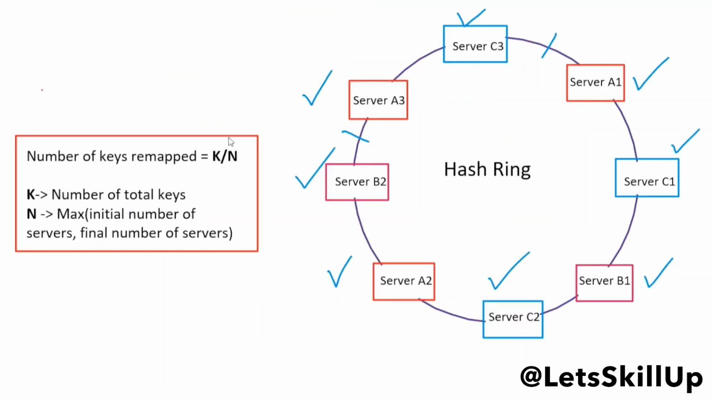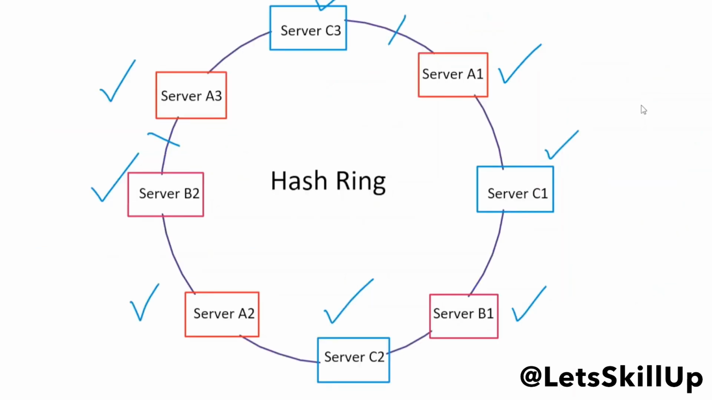In general, only k divided by n keys need to be remapped, where k is the total number of keys and n is the maximum of the initial and final number of servers we have. So this is how consistent hashing solves the rehashing problem when the number of servers changes.